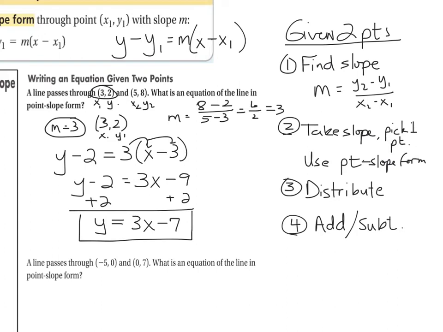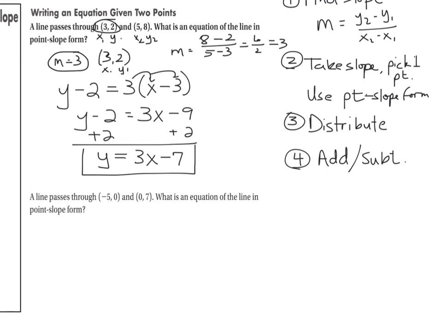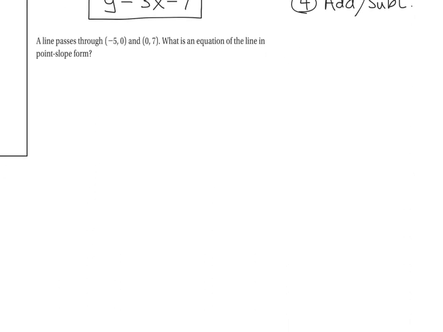All right, so let's look at one more example so you can see this one. Again, I'm going to find the slope first. This is going to be x1, y1, x2, y2. So my slope is y2, which is 7, minus y1, which is 0, over x2, which is 0, minus negative 5. So 7 minus 0 is 7. These are going to be positive because I have two negatives next to each other, and that's going to be a 5. So my slope this time is 7/5.